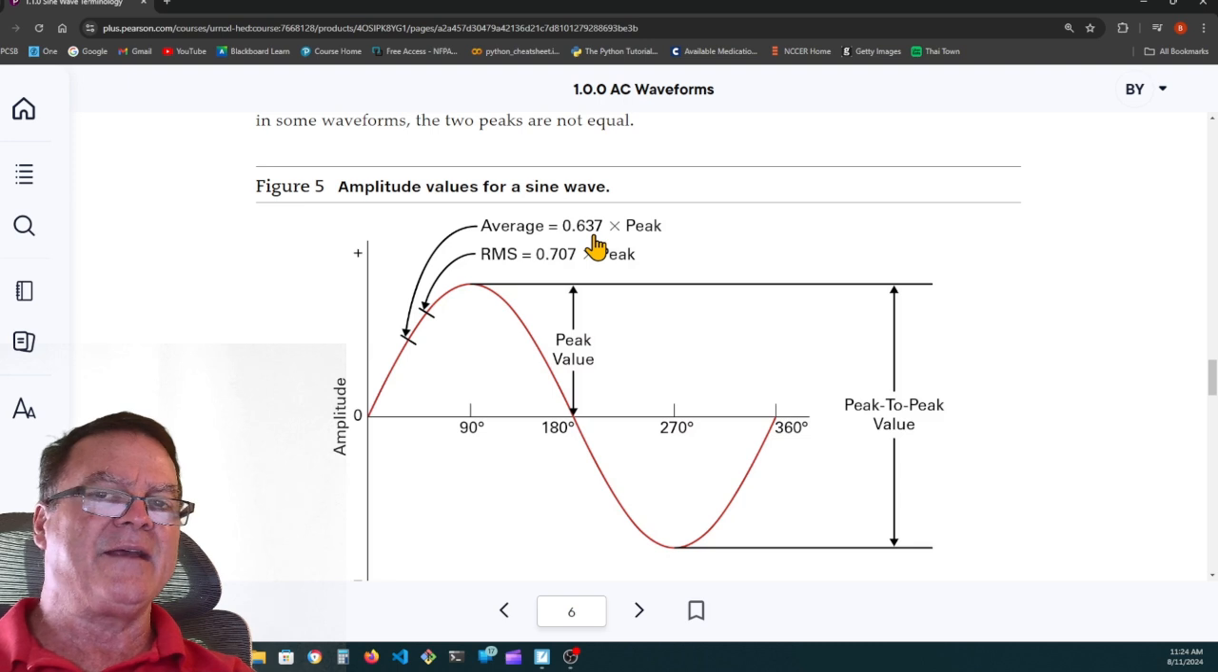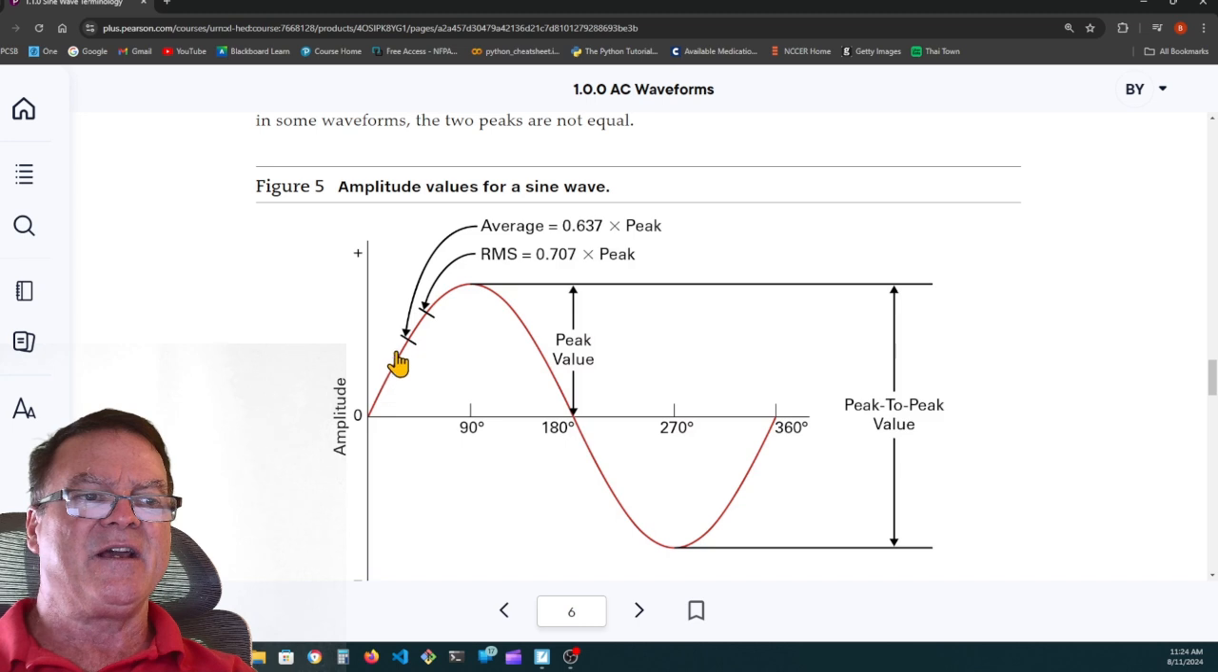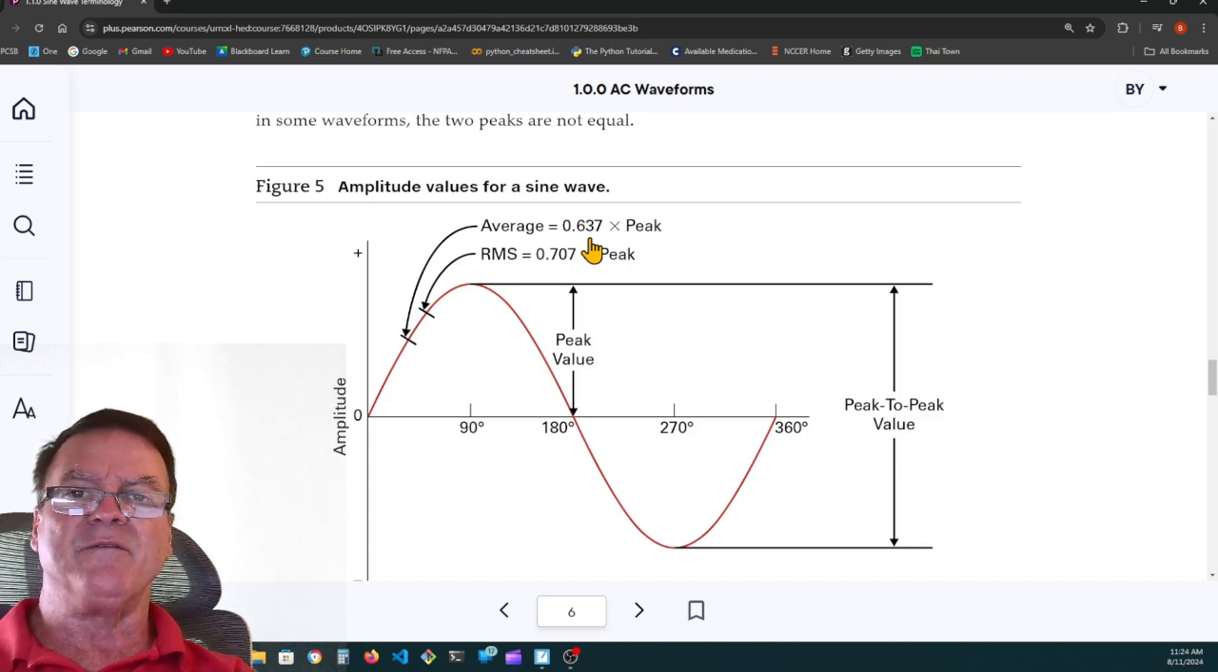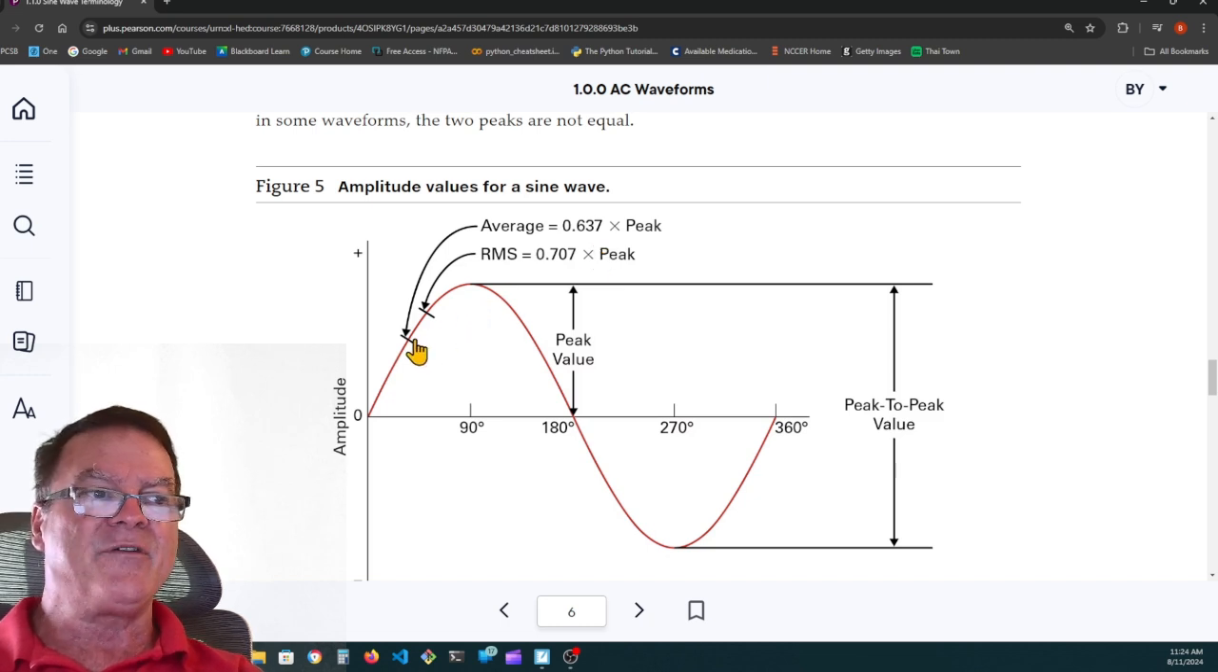And I can't do it. I don't know how to do calculus, but using calculus, you don't have to just take 20 samples or 100 samples. You can actually take every value of this sine wave and add them all together and divide by the number of samples, which I guess would be infinity. Somehow they can do it, and they come up with 0.637. So smarter people than I have done this before me, so I don't have to repeat it. I can just take their word for it. Average value is 0.637 times peak.